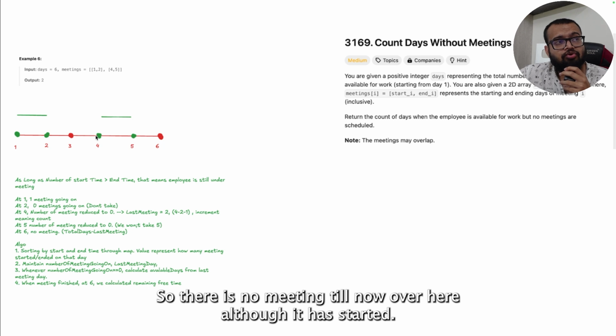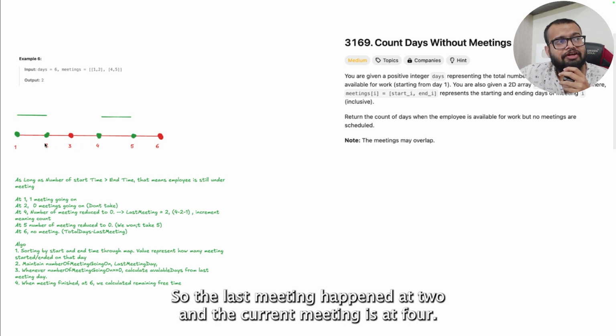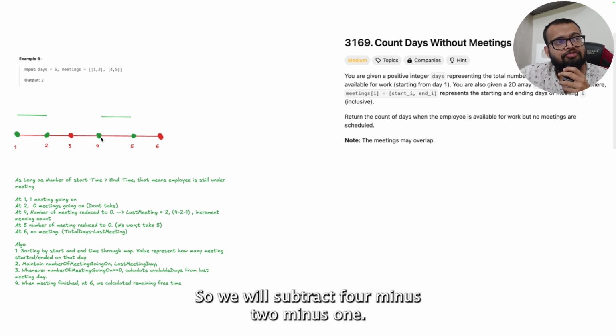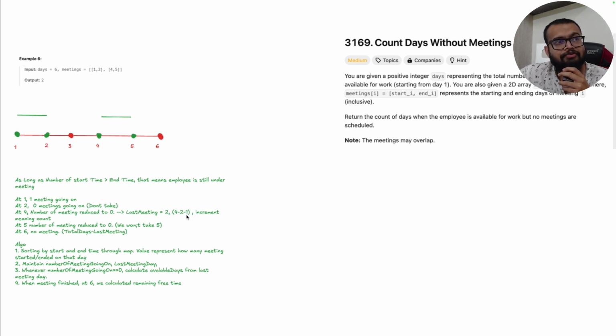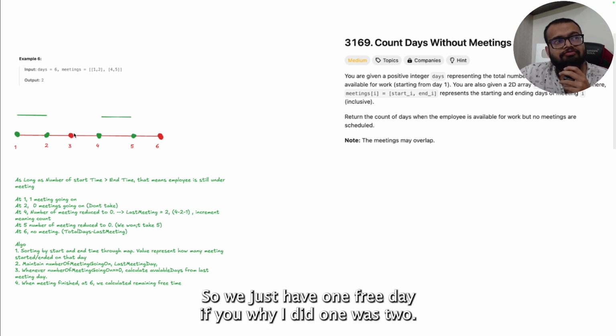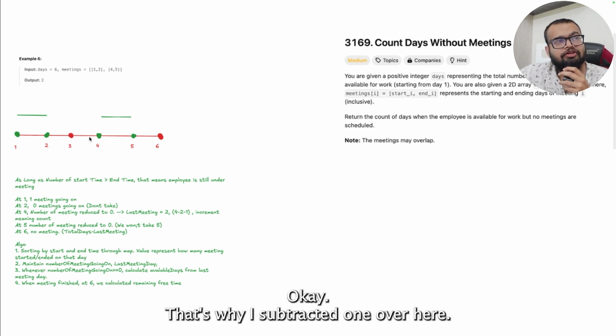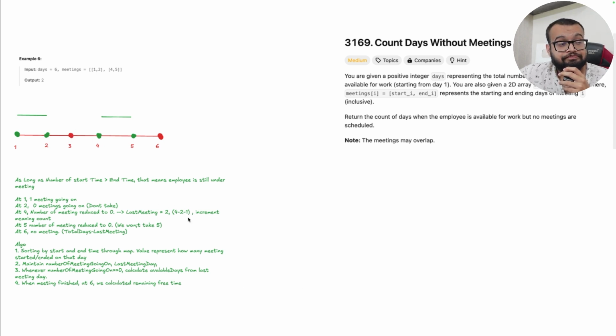So there is no meeting till now over here, although one has started. But first we will check what the current count of meetings is. It is 0, right? So the last meeting happened at 2 and the current meeting is at 4. So we will subtract 4 minus 2 minus 1, and that will be the number of free days in between, which is 1 in this case. So we just have one free day. The reason I subtracted 1 is that logically 4 minus 2 would have given 2, but there is only one space in between.